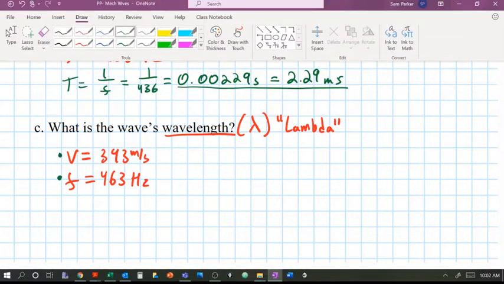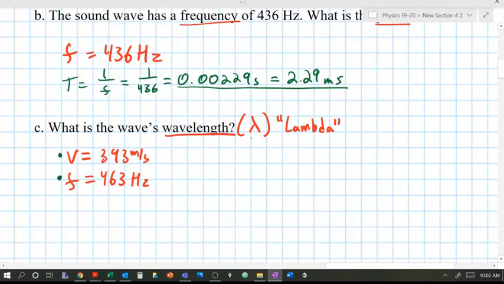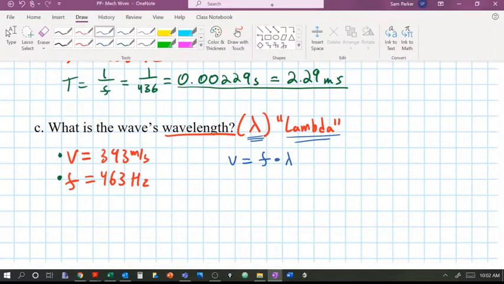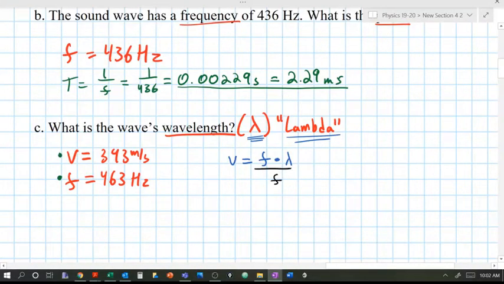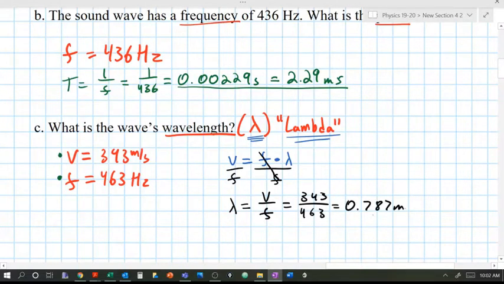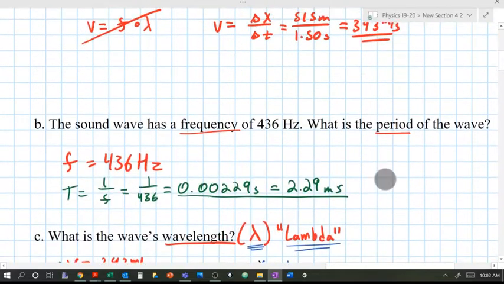The symbol for wavelength is lambda. Remember, it's the Greek symbol lambda. So we use our wave speed equation. Velocity equals frequency times wavelength. We need to divide each side by frequency. Frequency cancels on the right, and we divide on the left as well. And we're going to get that the wavelength equals velocity over frequency. So 343 over 463 is going to give us 0.787 meters.